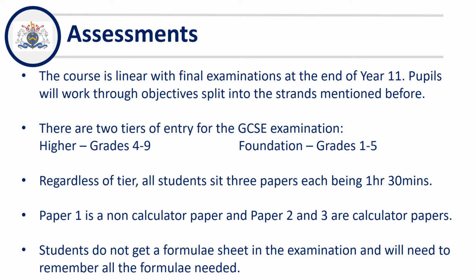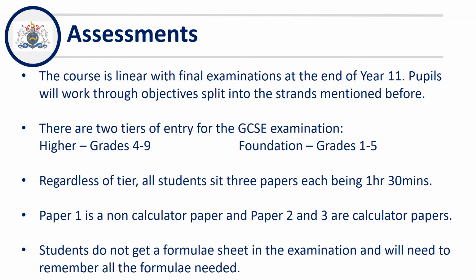GCSE Mathematics is a linear course, which means they will be assessed at the end of the course in Year 11. There are two tiers of entry for the GCSE examination: higher, where you can get grades 4 to 9, and foundation, where you can be awarded grades 1 to 5.